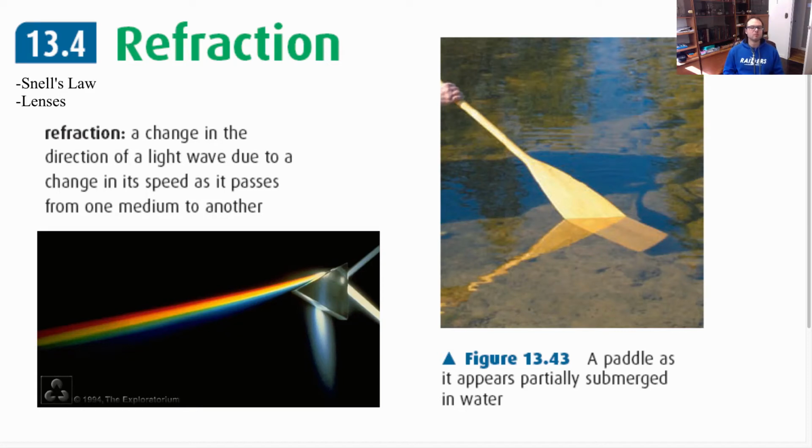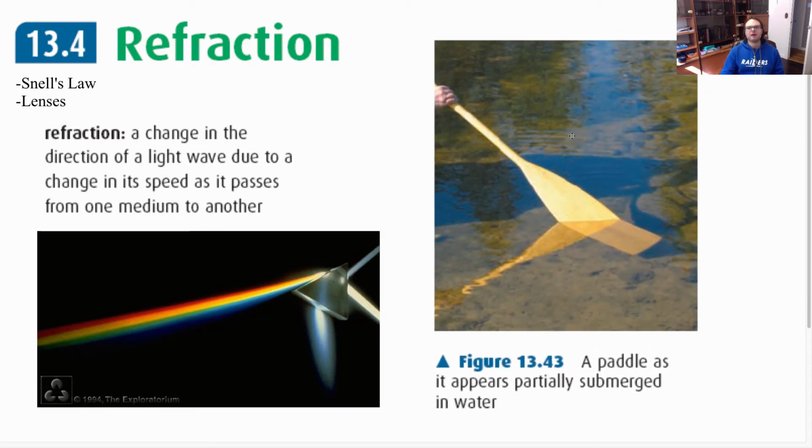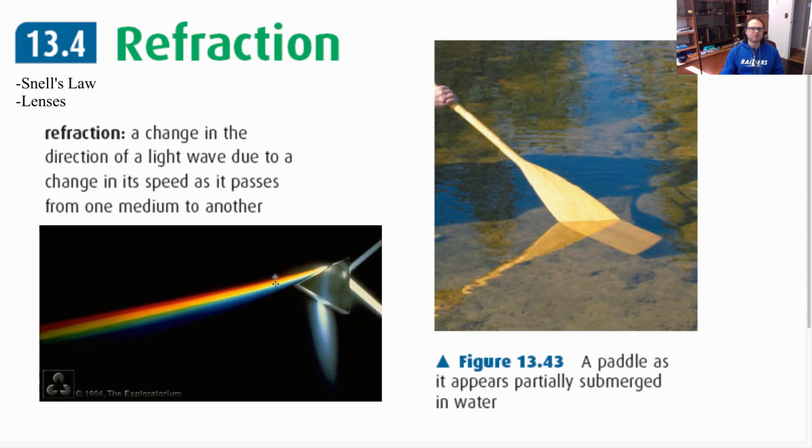In this video, we're going to be learning about refraction. So if we look at this first picture here, I have a paddle. Now, I look at this, the paddle looks like it's bent. But yet, when we take it out, the paddle is perfectly straight. Why is this?